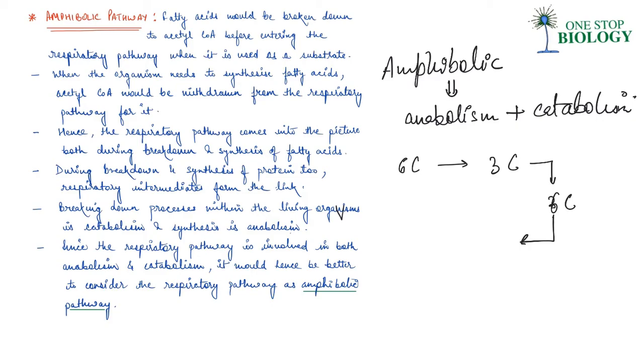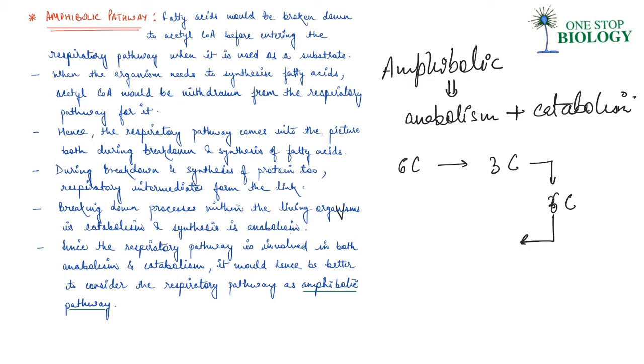Now let's move to fatty acids. Fatty acids would be broken down to acetyl coenzyme A before entering the respiratory pathway, where it is used as a substrate. Now, when the organism needs to synthesize fatty acids, again acetyl coenzyme A would be withdrawn from the respiratory pathway and taken up. So again, we are breaking down and synthesizing it again when needed.